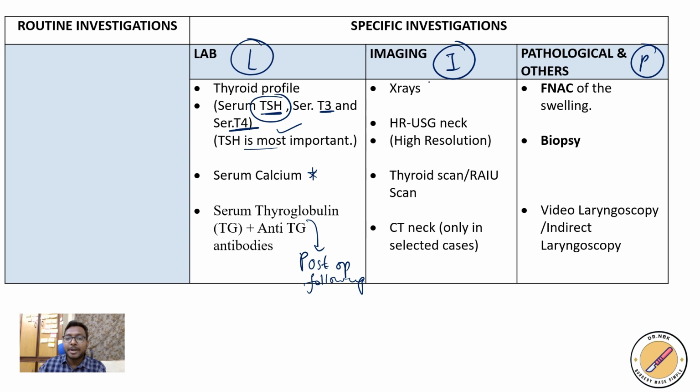Next one is coming to imaging. What are the important X-rays that we need before we go for thyroidectomy? Second one is high resolution ultrasound. Please understand, ultrasound is an extension of clinical examination. So we need to go for high resolution ultrasound of the neck. Then thyroid scan or radioactive iodine uptake scan. Again, this is not done in all cases. We will discuss the indication subsequently.